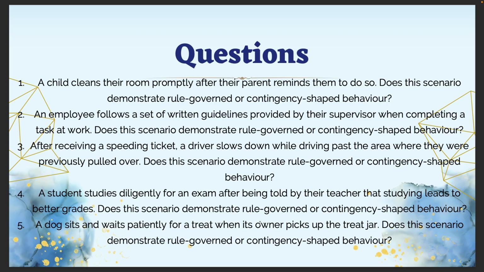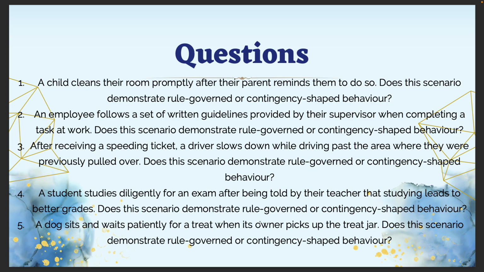Number 5, a dog sits and waits patiently for a treat when its owner picks up the treat jar. Does this scenario demonstrate rule-governed or contingency-shaped behavior? All right, so this one is a contingency-shaped behavior. So this dog has learned that every time my owner picks up that jar of treats, I get one. So sometimes we really do need to think about these questions and dig deeper in them.